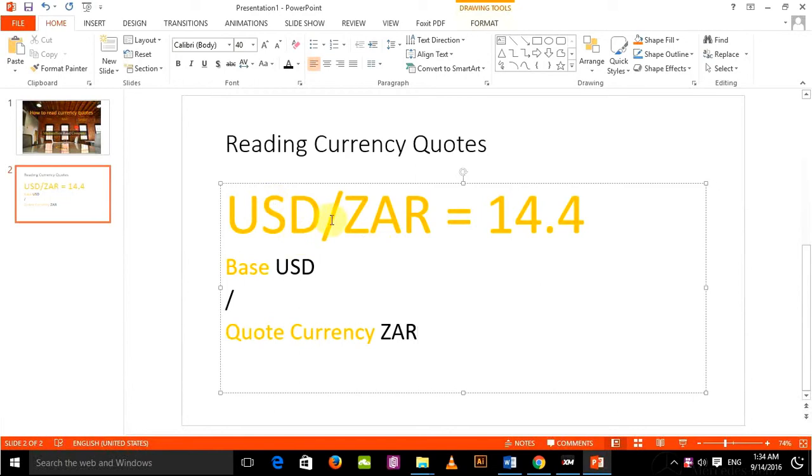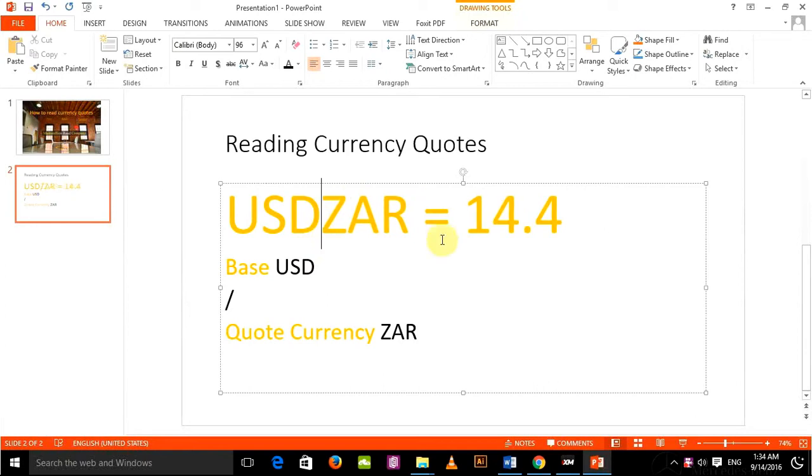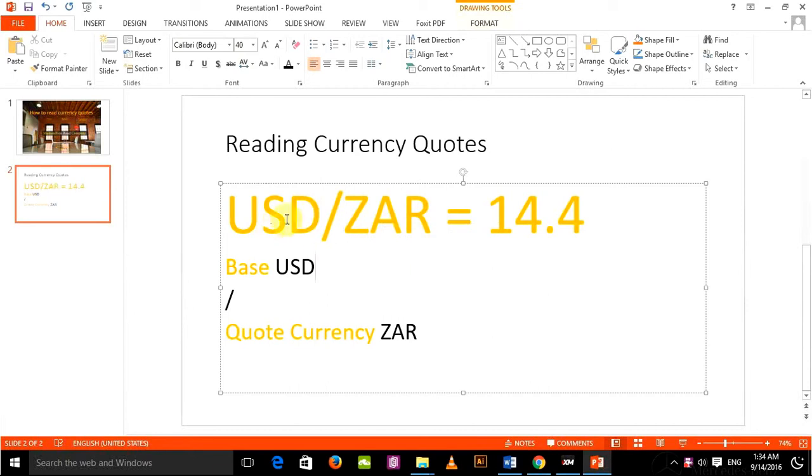The first one is the US dollar. That is your base currency, so that comes before the slash. Sometimes it may not have a slash, it may be presented in this form, but what it means essentially is that you've got your base currency, and that is your US dollar, and secondly you've got your quote currency, which is your ZAR. What the quote means is that you are giving me a quote for the base currency.